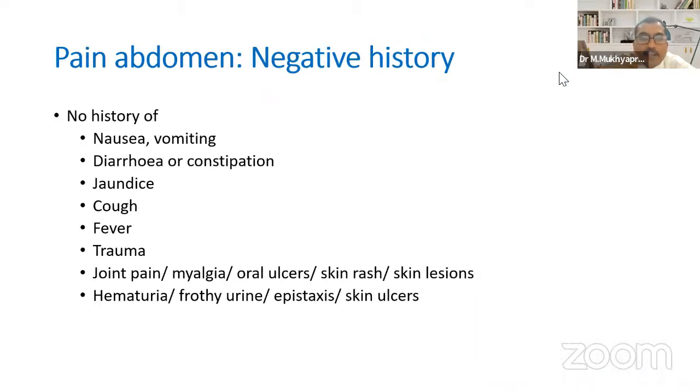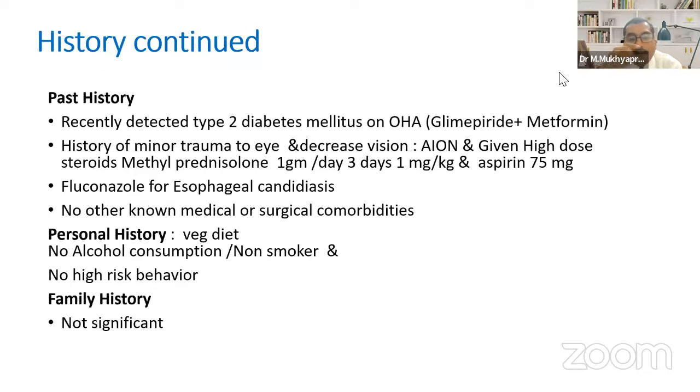If you take a history about the pain abdomen, there was no nausea, no vomiting, no diarrhea or constipation, no jaundice, no cough, no fever, no history of trauma to the abdomen, and no joint pain, ulcers, skin rash, skin lesions, hematuria, frothy urine, or epistaxis. Then we took a detailed past history, where we knew he was a diabetic on oral hypoglycemic agents. But we got one more history.